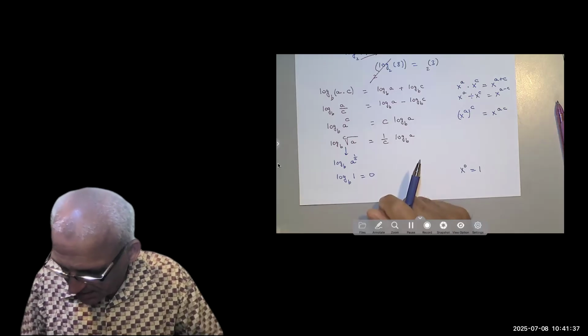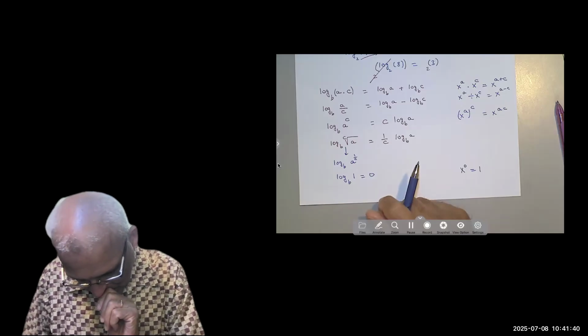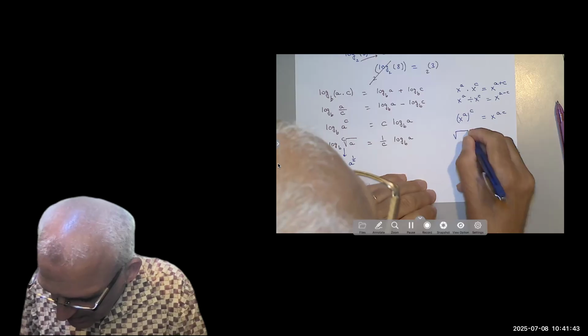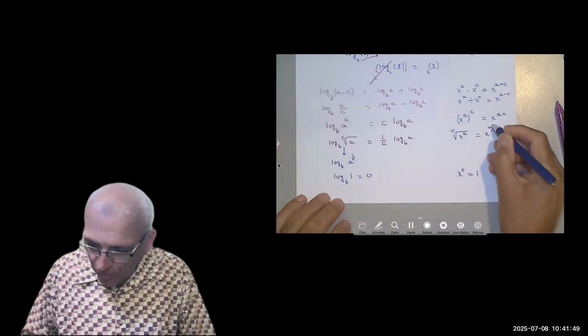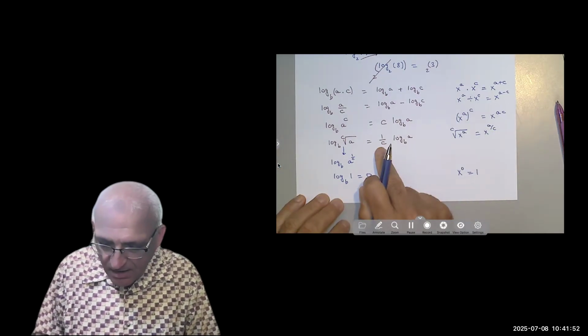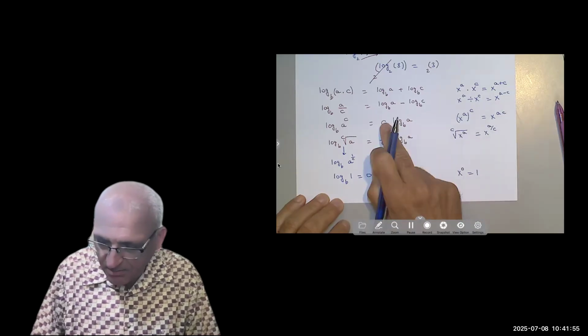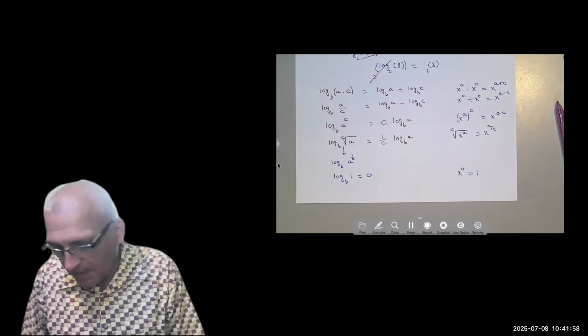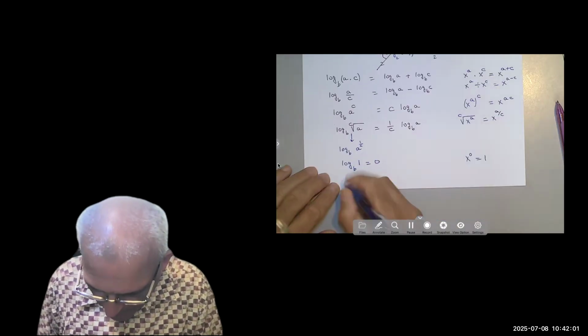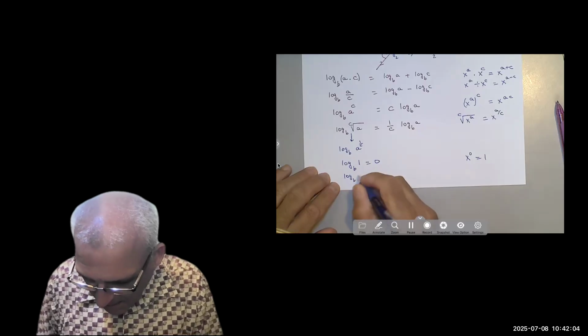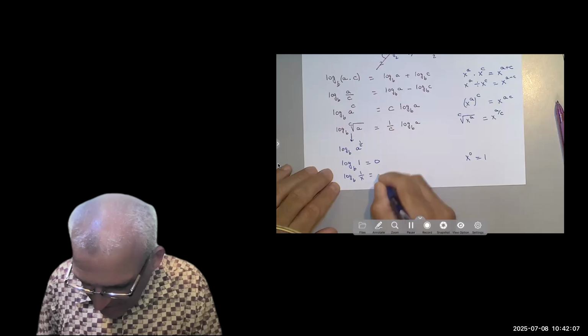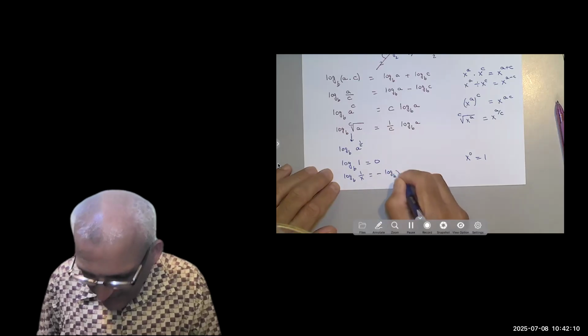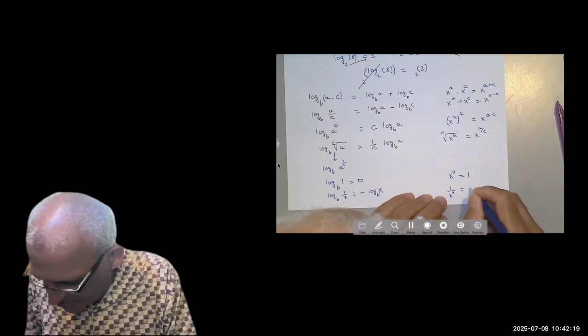What else did I want to say? Here we were saying the c's root of x to the a is x to the a over c. So 1 over c here just became a multiplier, like the c here became a multiplier. But also, log to the base b of 1 over x equals negative log to the base b of x. And here we used to say 1 over x to the a equals x to the negative a.